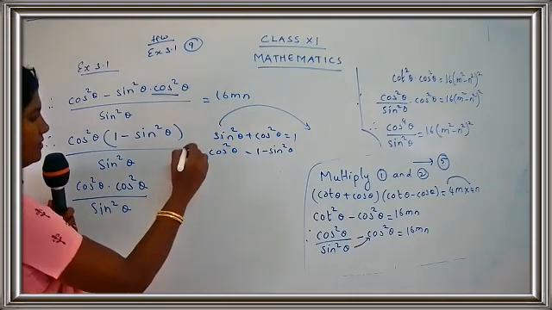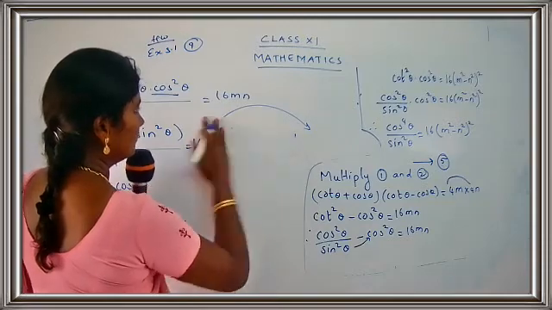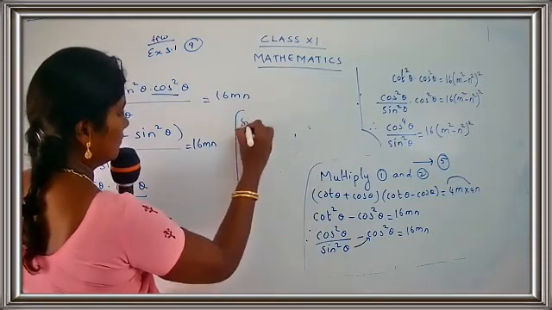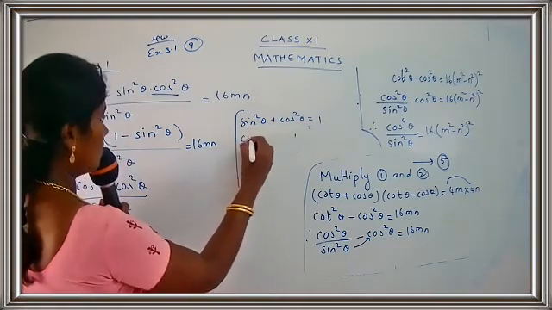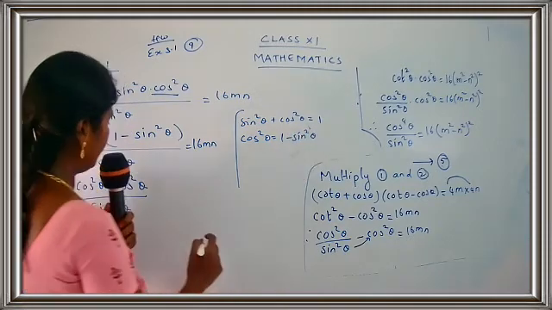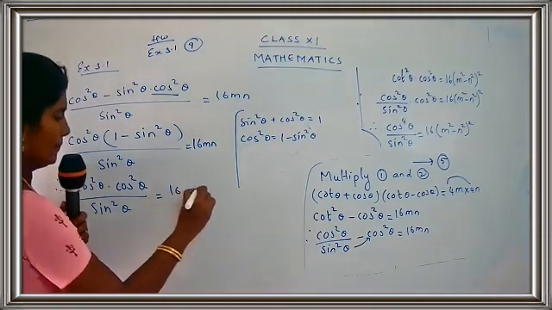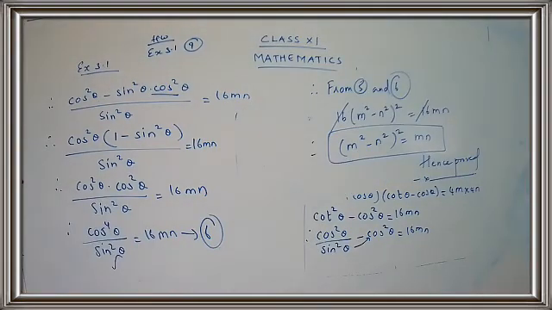Just go on adding here 16 mn. Okay. So what is that? Cos square theta is equal to 1 minus sin square theta. So this is 16 mn. I just can multiply this sum number. So what do you get, children? So we get m square minus n square the whole square is equal to m square, mn. That's what we have proved.